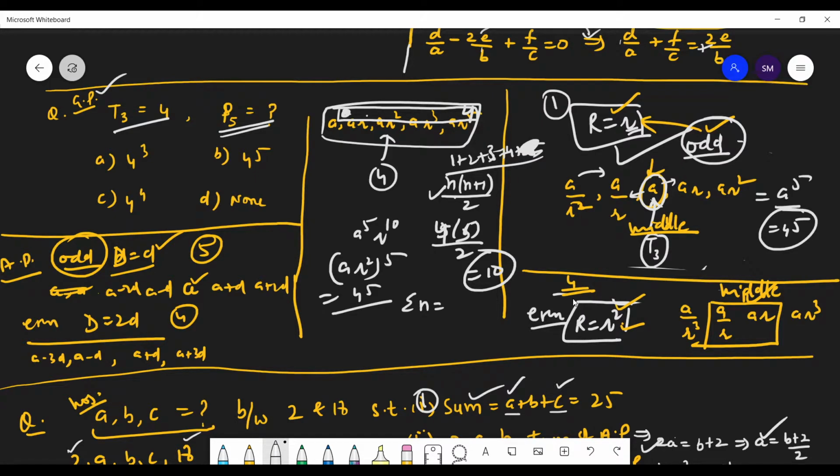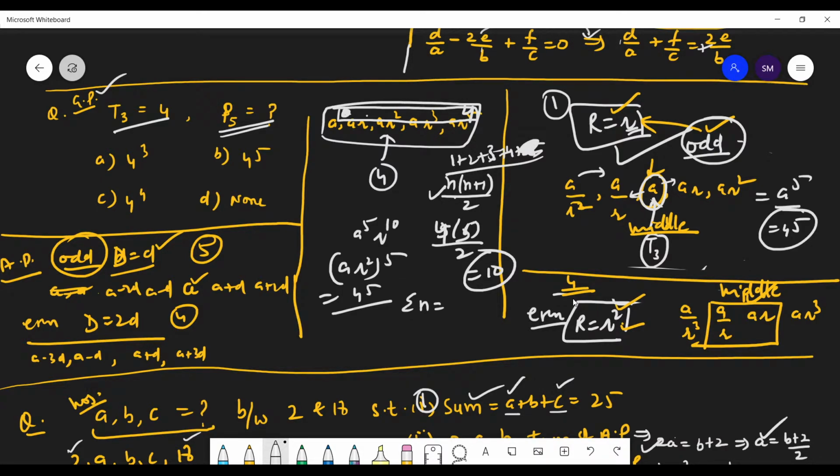Similarly, in case of AP, if you have odd terms, take the common difference as D, and always start from the middle. So for 5 terms, the middle term will be A, and moving this side and this side, we get A minus 2D, A minus D, A plus D, and A plus 2D. And if the number of terms is even, then you are supposed to take the common difference as 2D. So start from the middle for the symmetry: A minus D and A plus D, and then move on both sides.